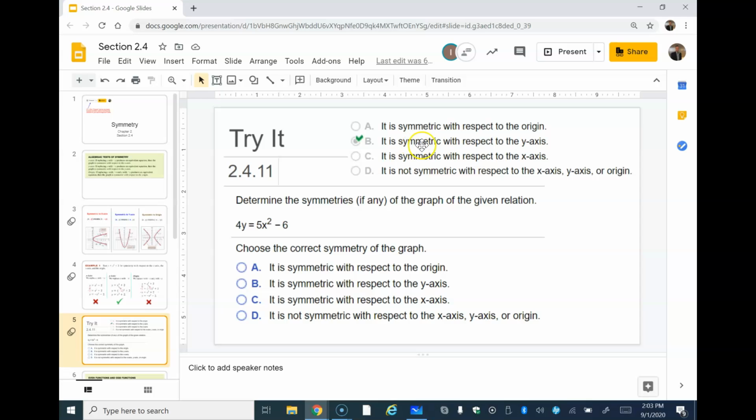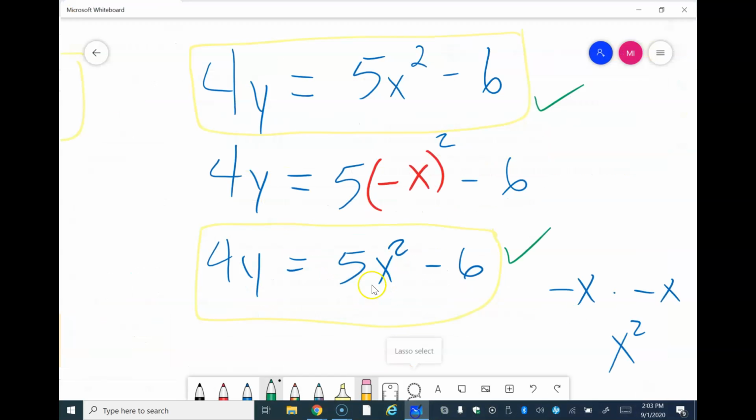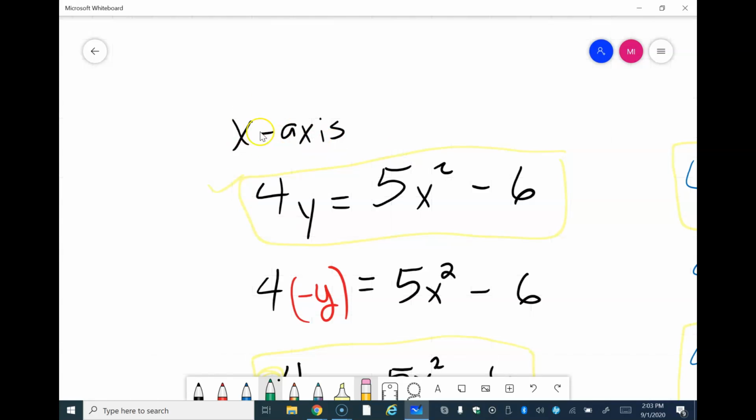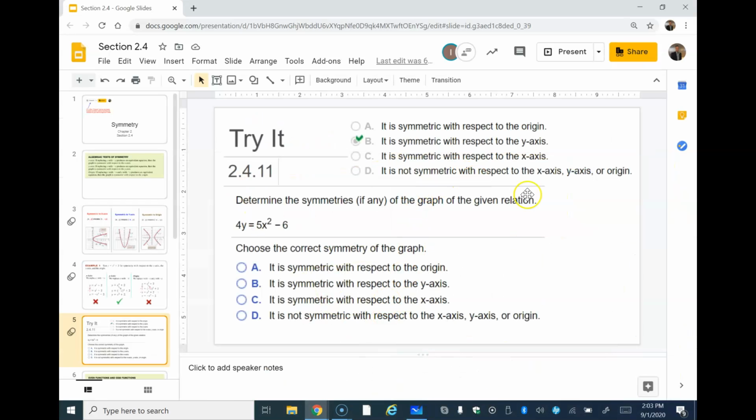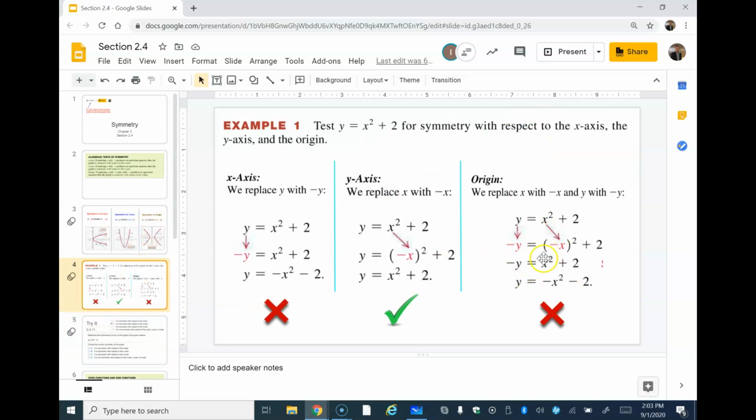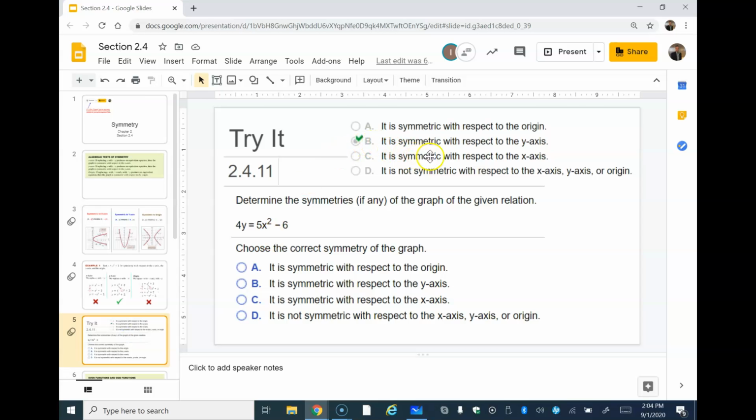So for this one here, I'll pick B, symmetric to the y-axis. Now I didn't try the origin because the x-axis didn't work when I tried it before, so there's pretty much no point in trying if it's symmetric to the origin. I don't need to do what we did here, because I already know it didn't work that way. It didn't work for the x, so it's not going to work for both. So the y was the only one that it worked for. I check it and I get it right. So again, we're placing the negatives for the x and y to see which choices work for each one.